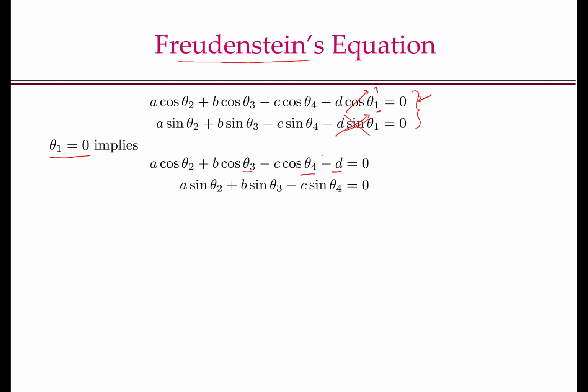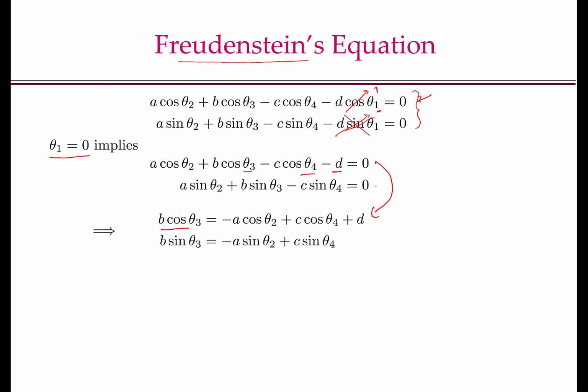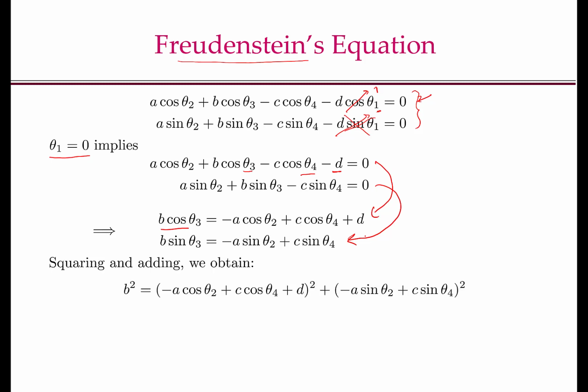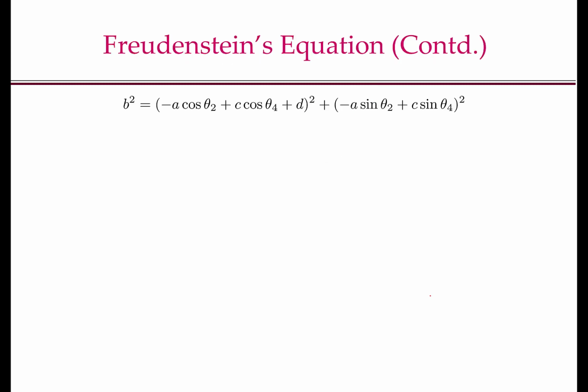So the process that I will do is same as I had done before. I will try to eliminate one variable. So what I first do is get the expression of b cos theta 3 from the first equation and get the expression of b sine theta 3 from the second equation. Then I will square and add to eliminate theta 3 because cos square theta 3 plus sine square theta 3 equals 1. So if I square and add, the left hand side becomes b square and the right hand side is shown here. So this is the expression from the previous slide.